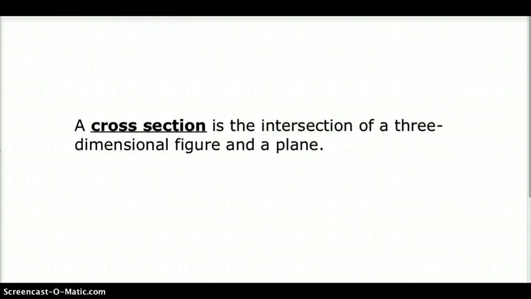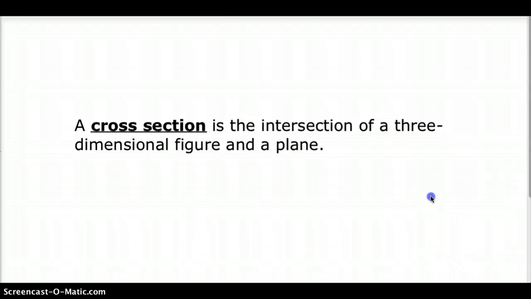The last thing that we're going to look at today is a little bit about cross sections. So a cross section is just the intersection of a three-dimensional figure, whatever figure it may be, and a plane, right? So that's just a flat surface that extends in all directions, okay, forever, right? So let's take a look at the first one here.